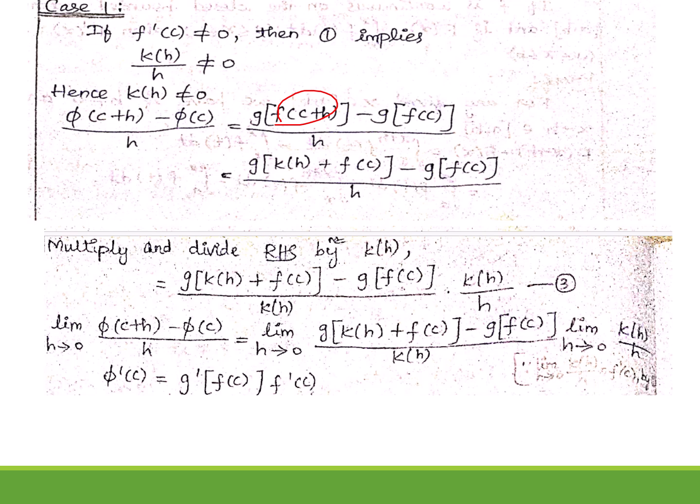Equation 3. Taking the limit on both sides as h tends to 0, the limit of φ(c plus h) minus φ(c) divided by h equals the limit of g(k(h) plus f(c)) minus g(f(c)) divided by k(h), times the limit of k(h) divided by h. By simplification, φ'(c) equals g'(f(c)) times f'(c).